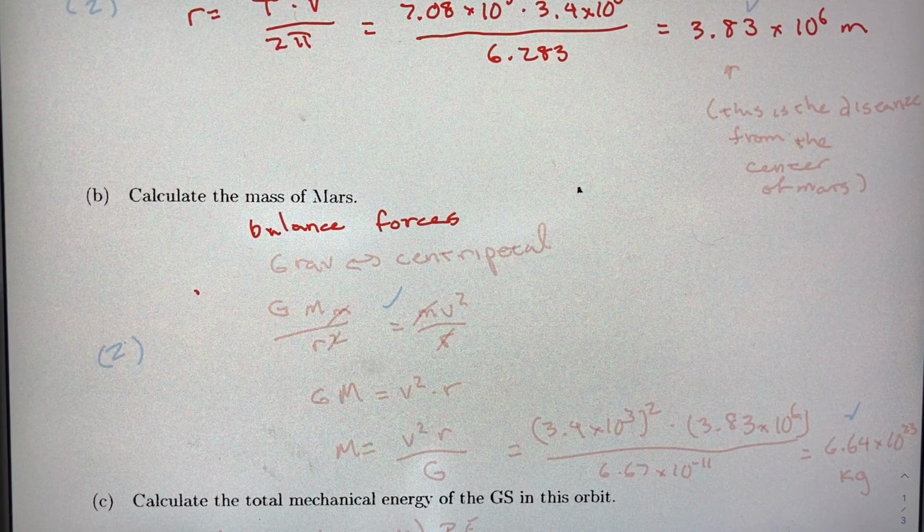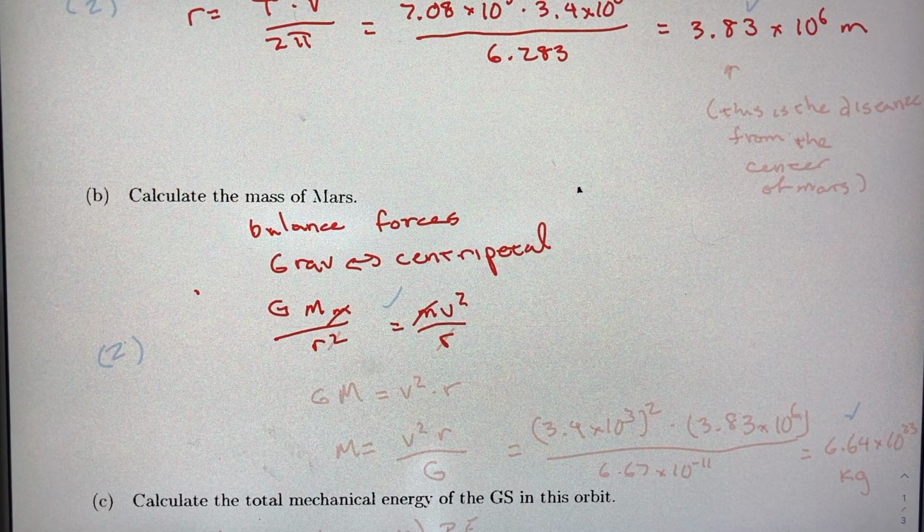Okay, so what forces are involved? Gravitational and centripetal. Please balance forces. The little m cancels. I just want to remind you the small m is whatever's going around Mars. In this case, it's the Mars Global Surveyor, which notice cancels. We can cancel an R. Move the other R over.